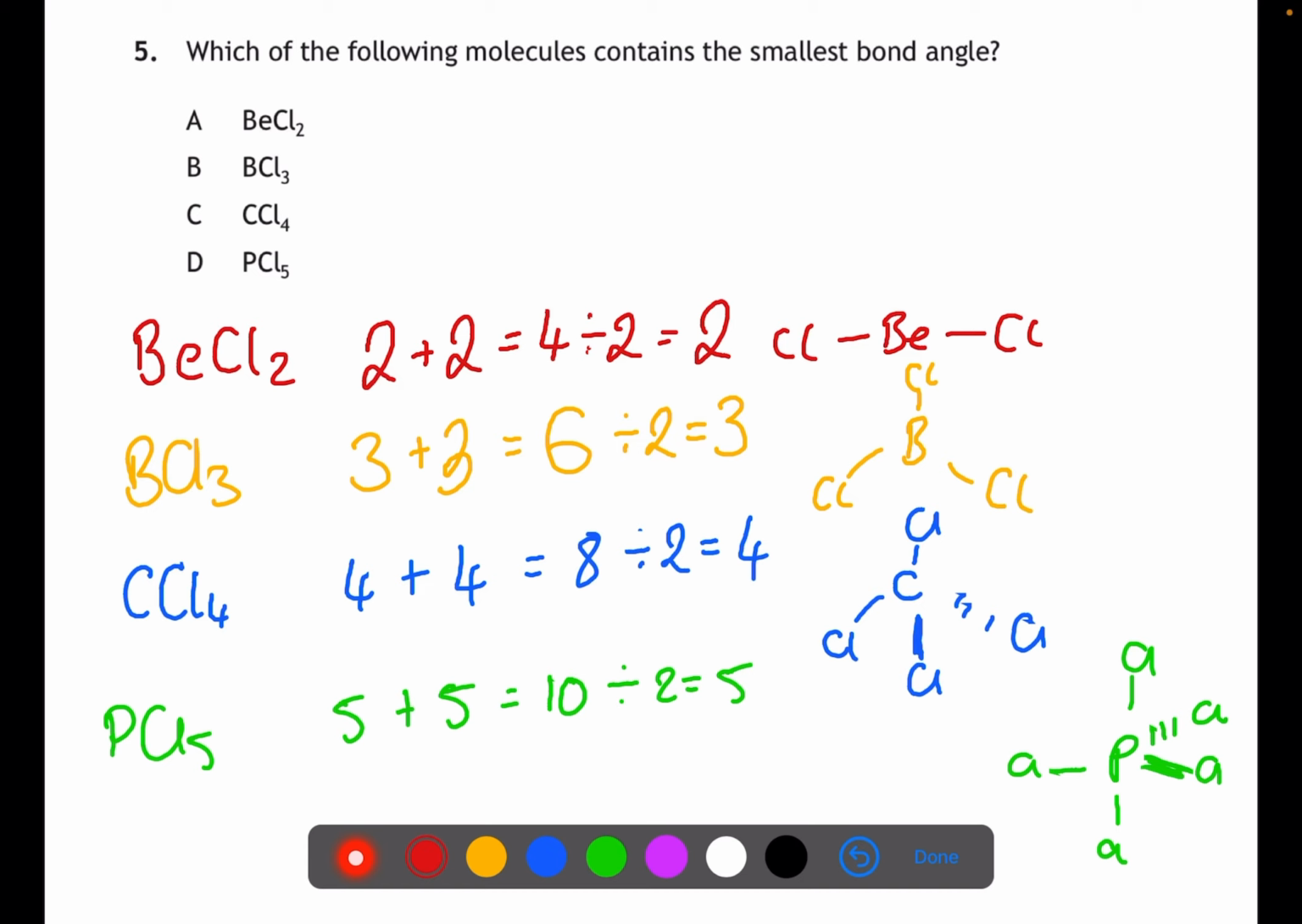In BeCl2, we have a 180 degree bond angle. In BCl3, we have a 120 degree bond angle. In a tetrahedral arrangement, we have a 109.5 degree bond angle. And in a trigonal bipyramid, we have two bond angles. We have a 90 degree bond angle here, but we also have a 120 degree bond angle here. This means that PCl5 will have the smallest bond angle.